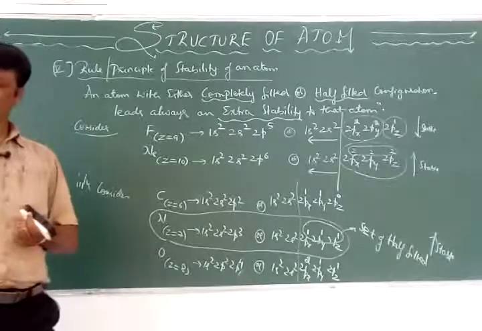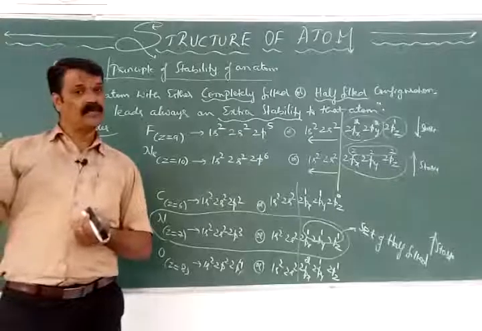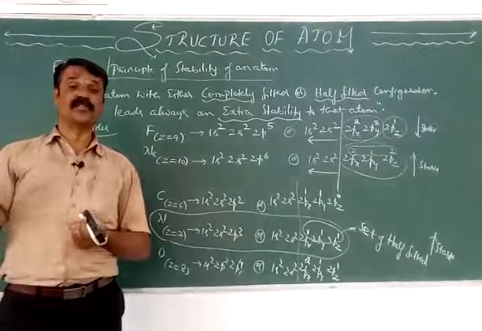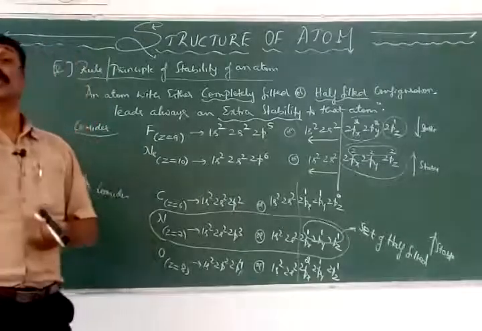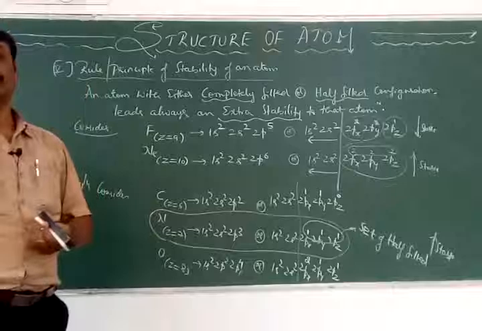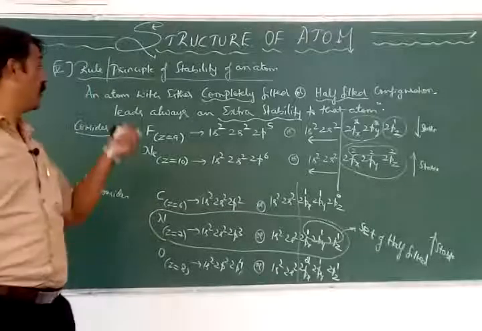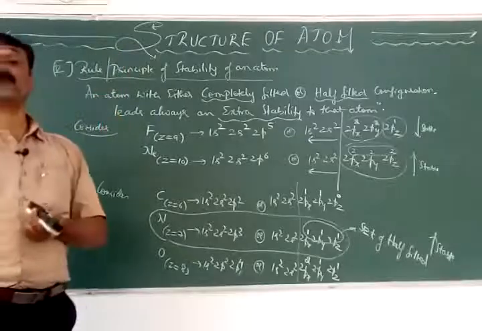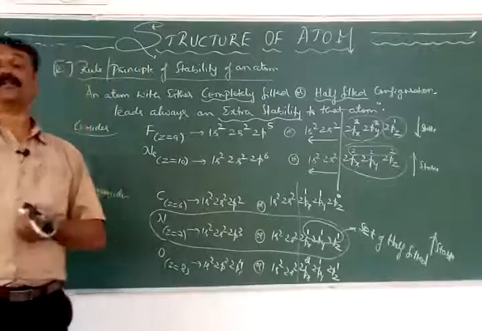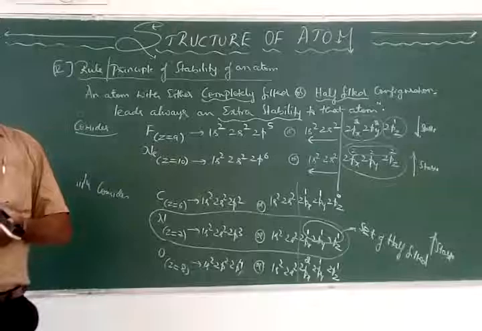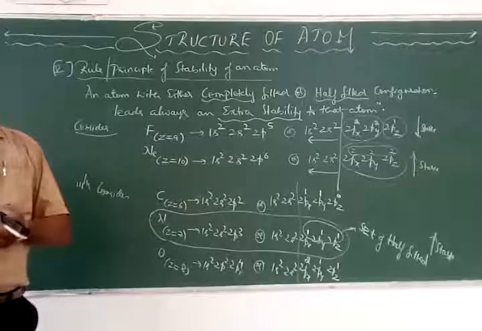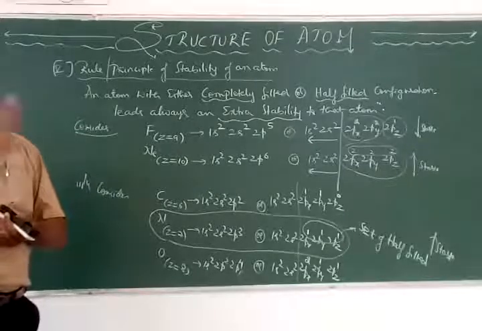The first one is the Aufbau principle, the second one is Pauli's exclusion principle, the third one is Hund's rule of maximum multiplicity, the fourth one is the n plus l rule, which is also called the Bohr-Bury rule, and finally the principle with respect to the stability of an atom. Okay. So this is about the electronic configuration and the various rules or principles related to it.